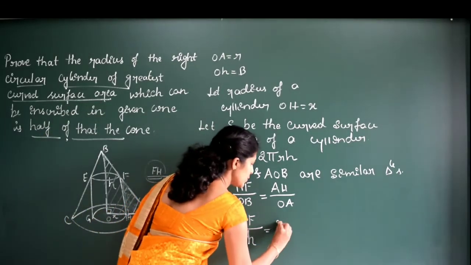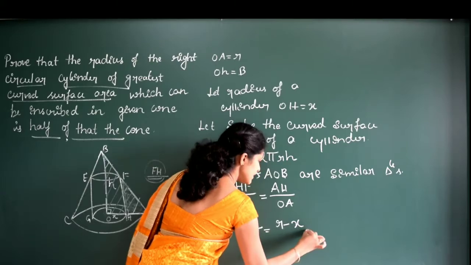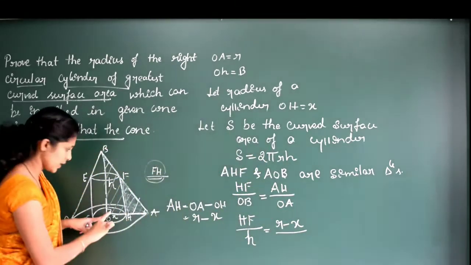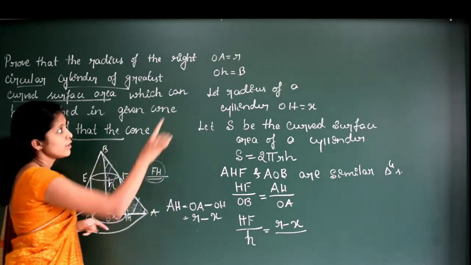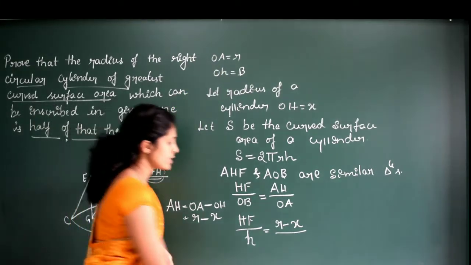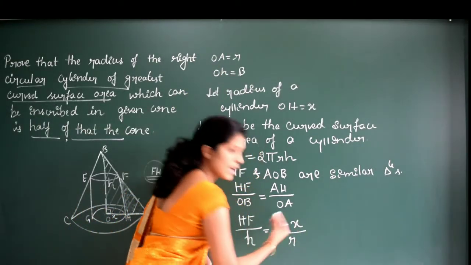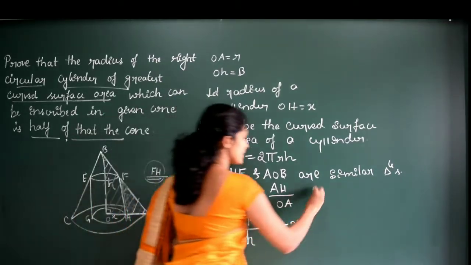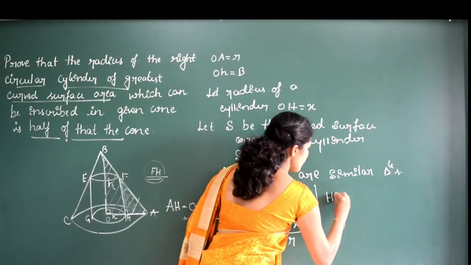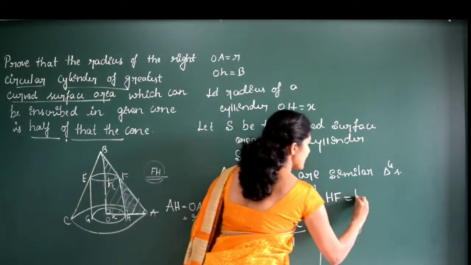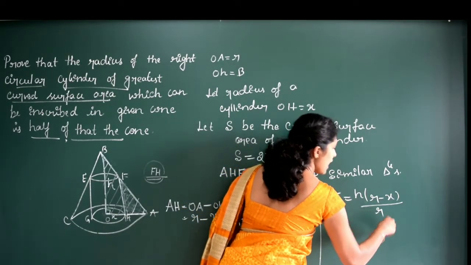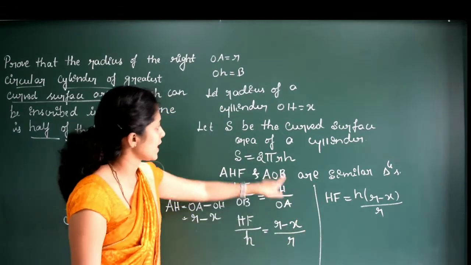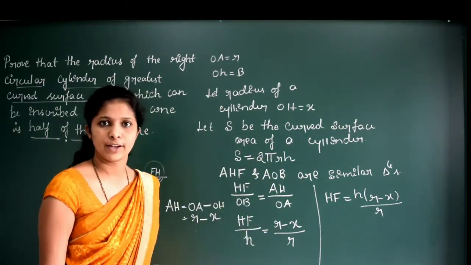So this will be equal to R minus X divided by OA. What is OA? This is also a radius of a cone. We have considered OA is equal to R. So we write OA as R. Now by this we can write the height HF is equal to H into R minus X divided by R. Now we'll substitute this value in this one, then we'll simplify.